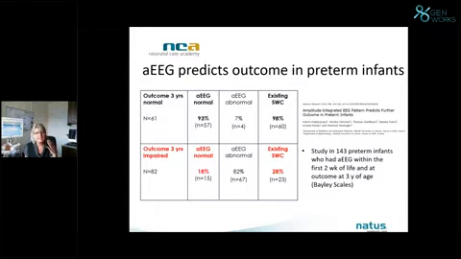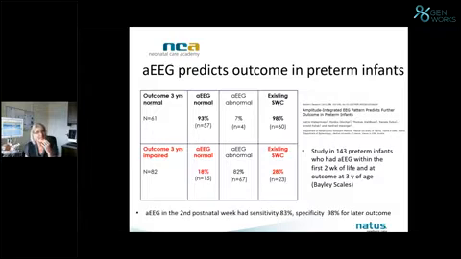So they basically scored the AEEG according to the background pattern, according to the appearance of sleep-wake cycling, and according to the occurrence of seizure activity. And the AEEG was actually significantly associated with outcomes at 3 years. So basically, if you had a normal AEEG, you were much more likely to have a normal outcome at 3 years. If you had existing sleep-wake cycling, you were much more likely to have a normal outcome at 3 years of age.